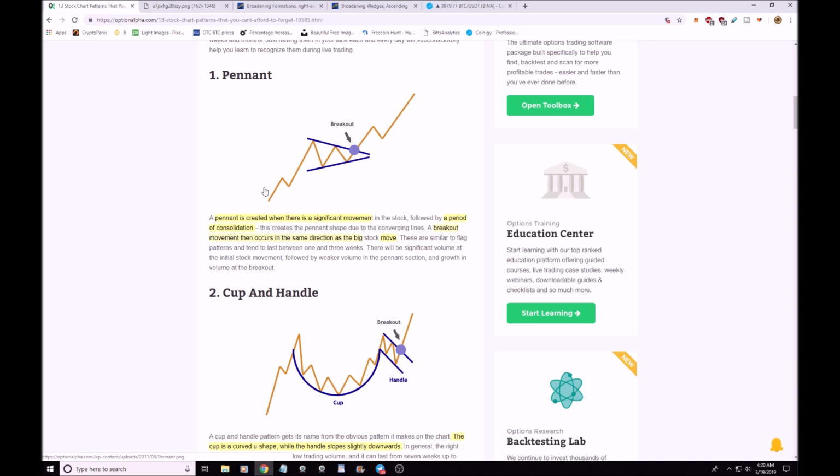This is a bullish pennant because you can see you've got this uptrend here. So it's similar to a bull flag. This is a bull pennant. Typically, these break out to the upside.